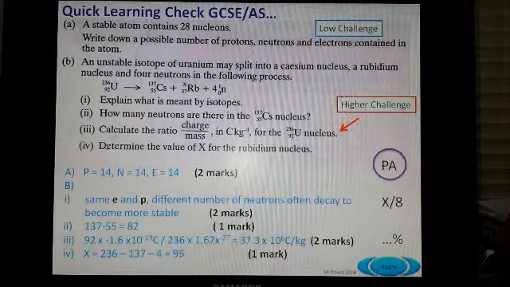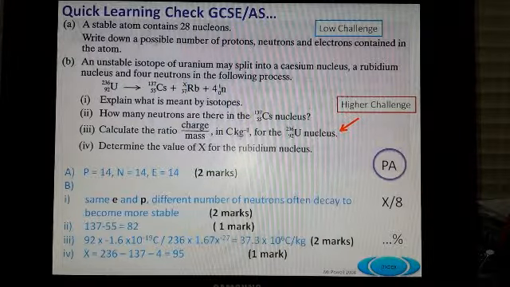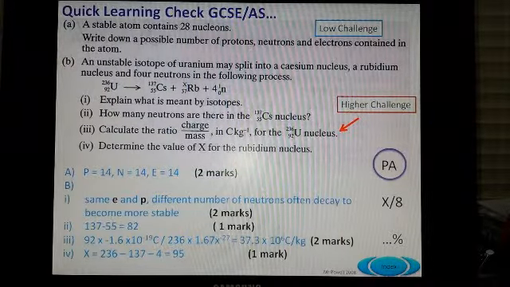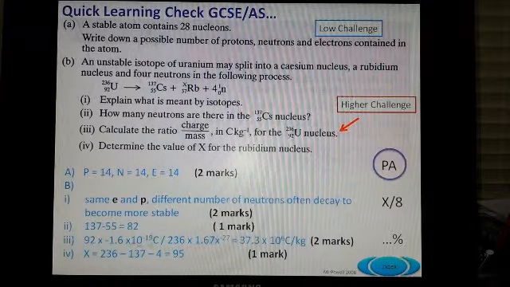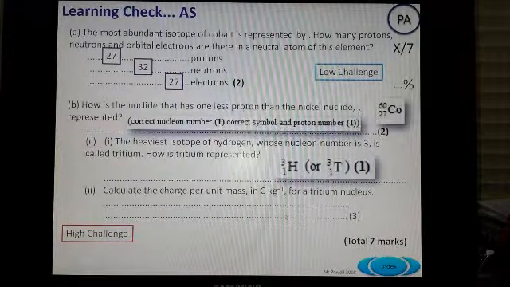Moving down to a specific charge question: calculate the ratio of charge over mass in coulombs per kilogram for a uranium nucleus. So it's 92 times the charge, divided by the number of nucleons multiplied by the mass of each nucleon, which gets you 37.3 times 10 to the 6 coulombs per kilogram. Very simple, really.